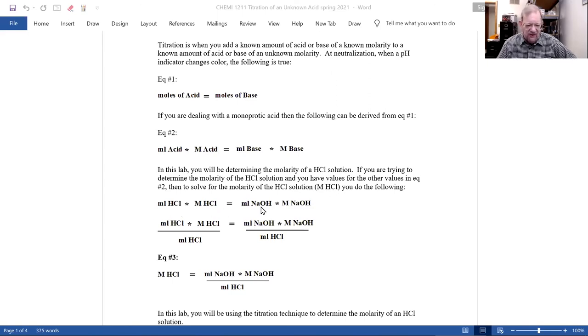Well, here's the equation number two. I want to solve for molarity. Therefore, to get rid of milliliters of HCl, I divide by milliliters of HCl on this side.